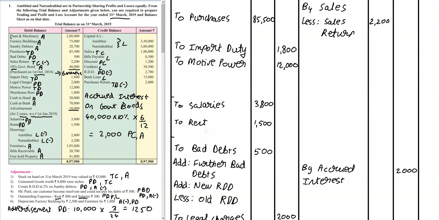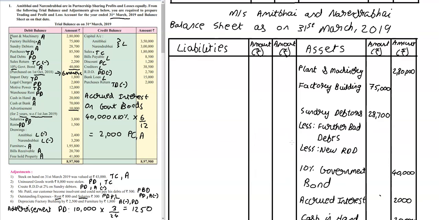the next thing we have is drawings. Drawings comes as an entry on the liability side under the capital account. So we have capital, under which we have the first partner, Amit Bhai, from whom we will subtract drawings and add or subtract net profit or loss, which we don't know yet.